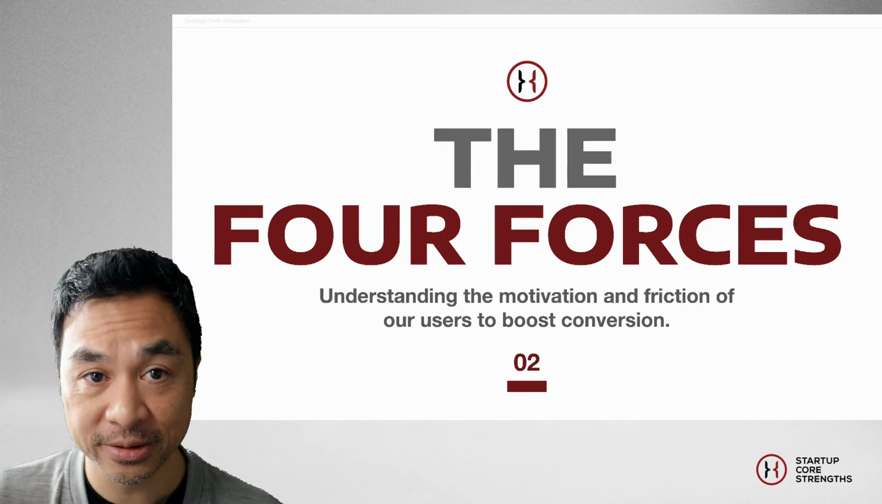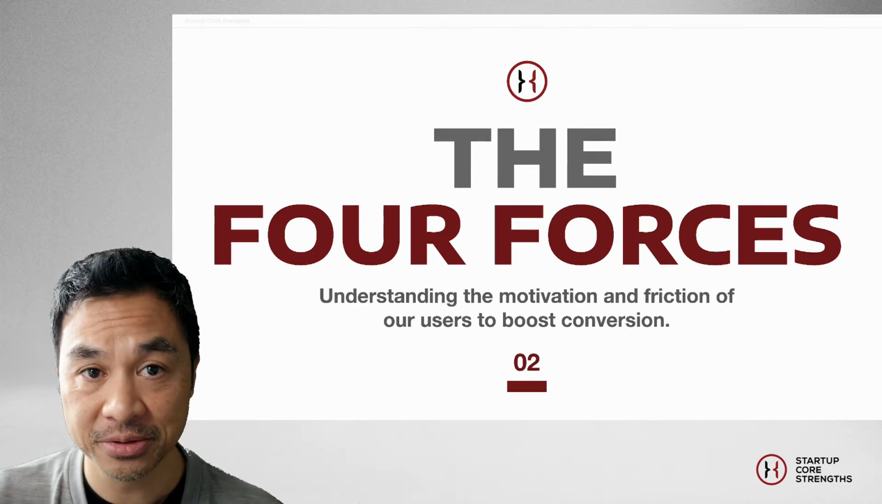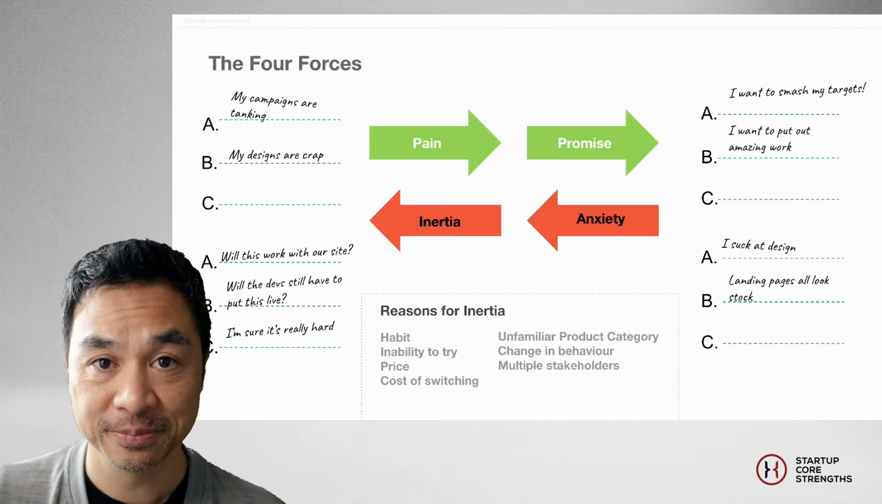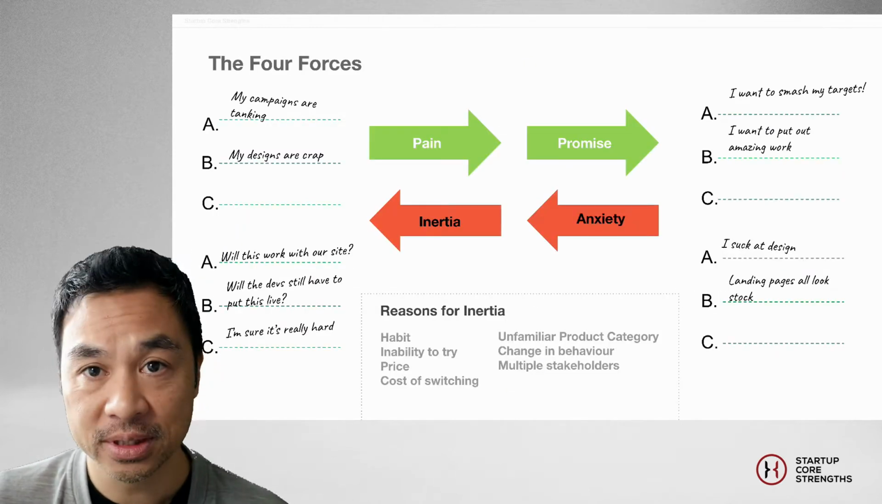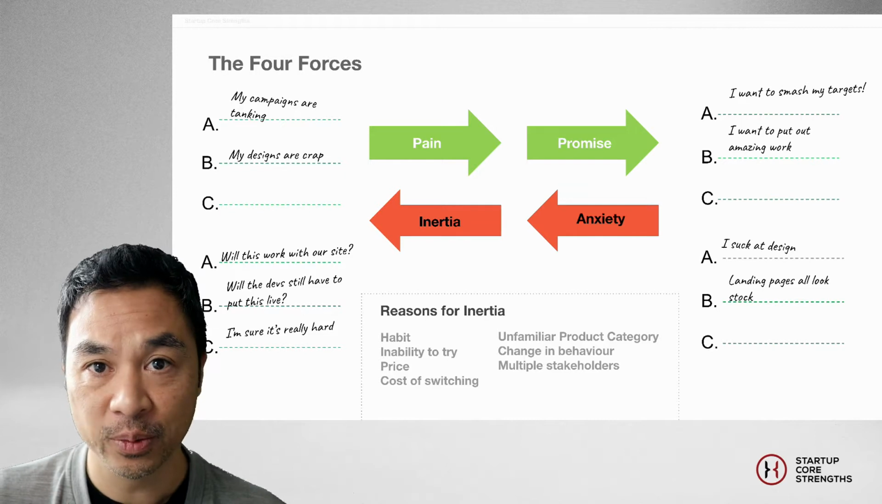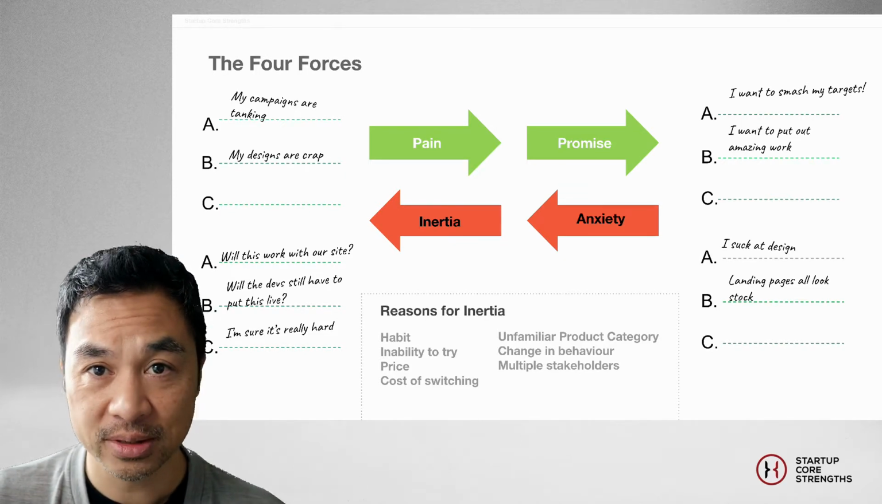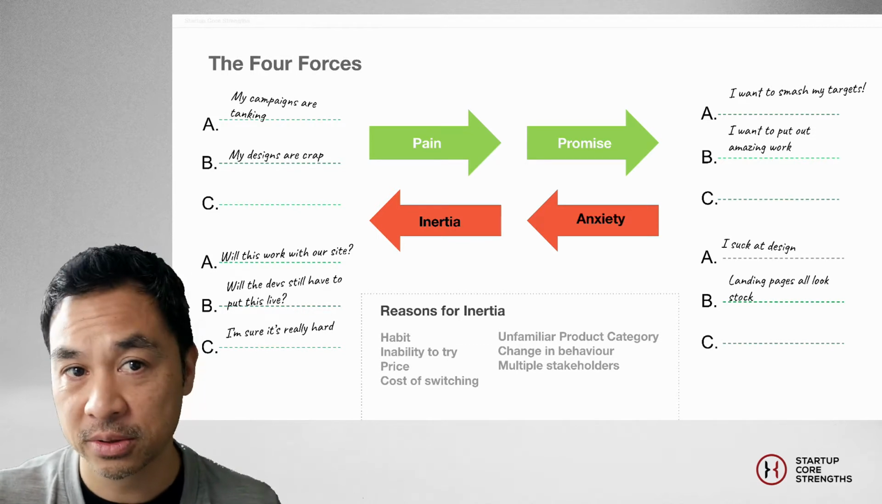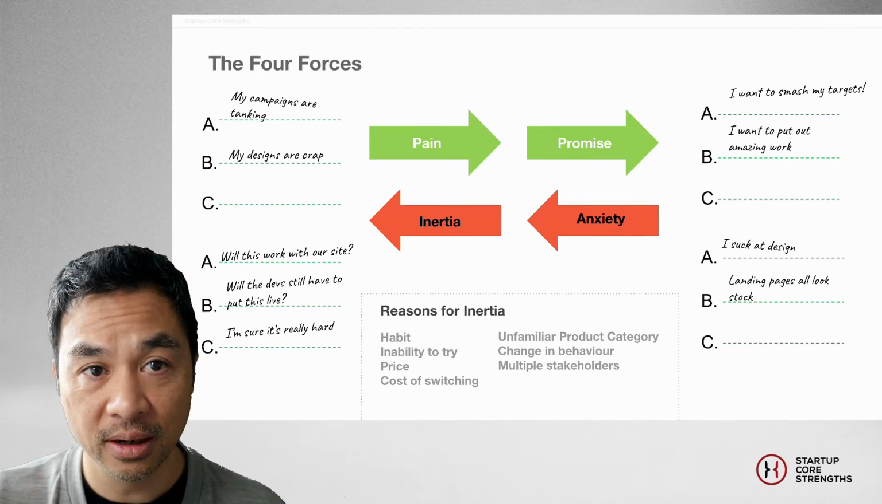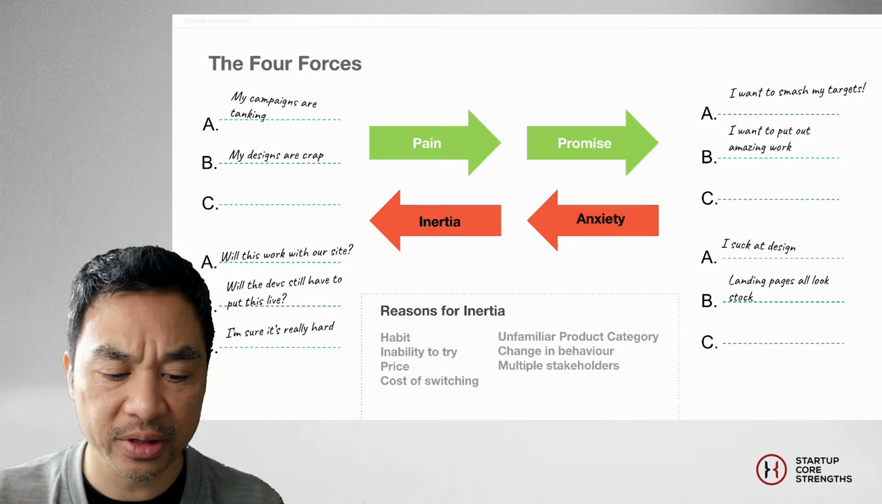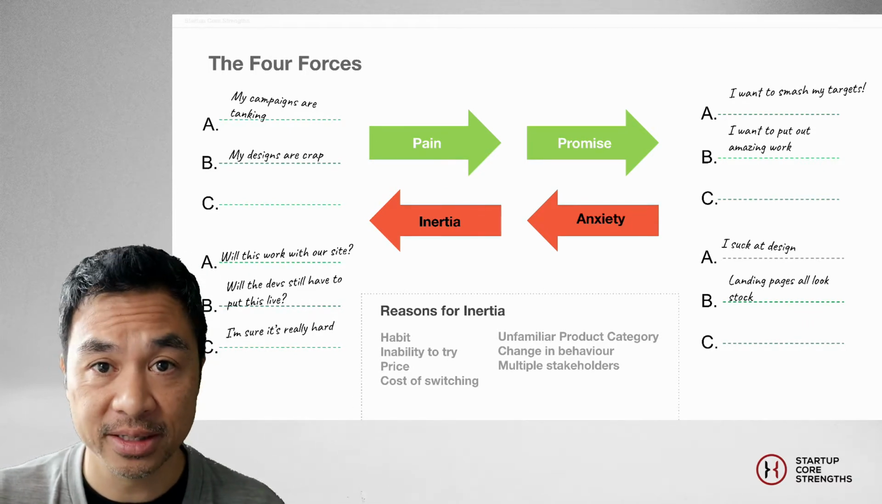Okay, so this is the 4 forces. This is all about understanding the motivation and friction that users have to endure. And when we understand that, we can boost conversions. So the 4 forces is part of a customer framework called Jobs to be Done. And we're huge fans of it at Startup Core Strengths. In fact, it's a really big part of our customer psychology portion of our coaching program. We'll get into this framework, the Jobs framework, in another talk entirely.